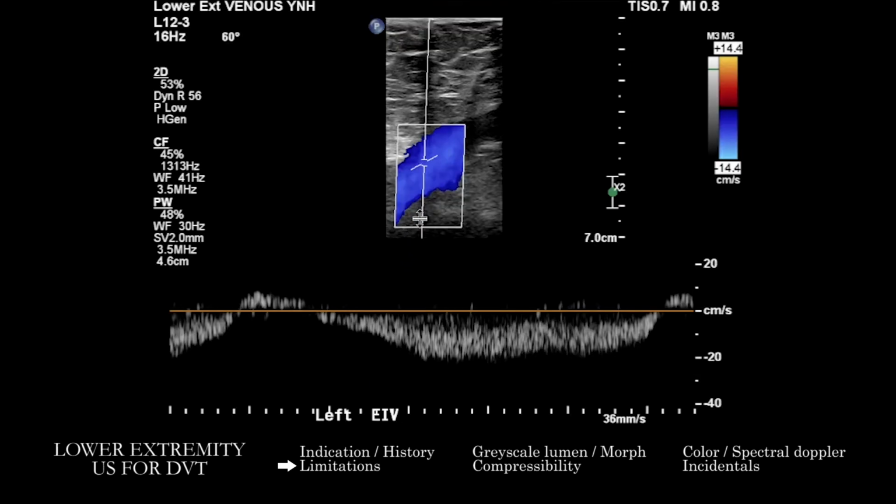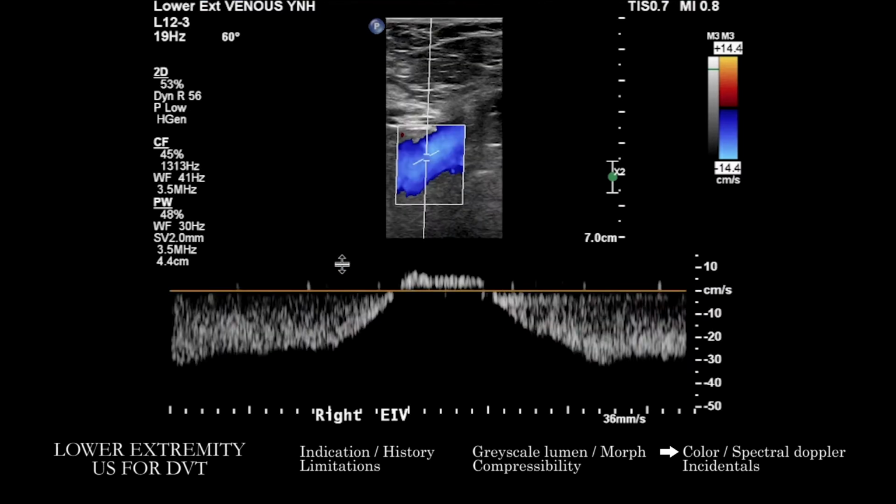Okay, and so starting where we are provided images at our institution, the first set of images is a spectral Doppler evaluation of the bilateral external iliac veins. And so one of the major questions to ask yourself here is, is there normal respiratory variability in that waveform bilaterally? Okay, is the variability potentially flattened? Is there increased pulsatility or phasicity?